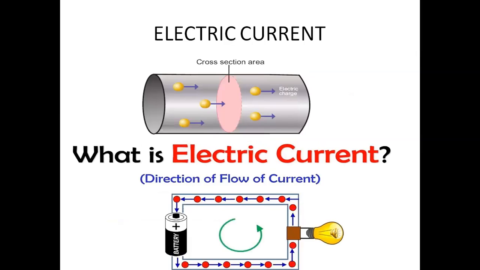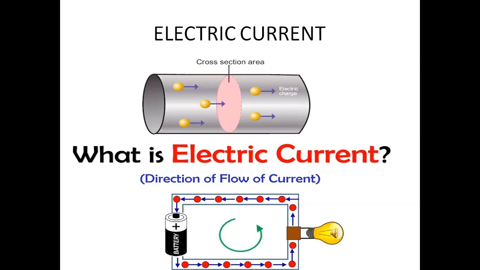Next, electric current. The flow of electric charges constitutes an electric current. For an electrical appliance to work, electric current must flow through it. An electric current is measured by the amount of electric charge moving per unit time at any point in the circuit. The conventional symbol for current is capital I. So electric current is the flow of electrons.